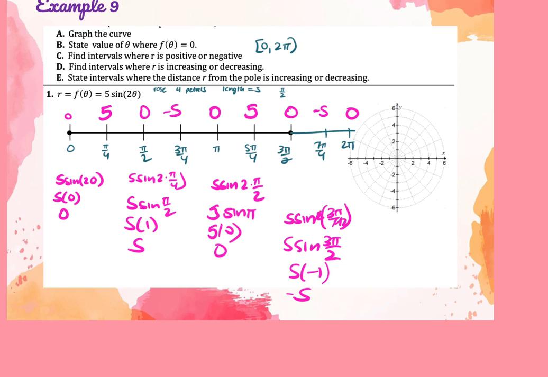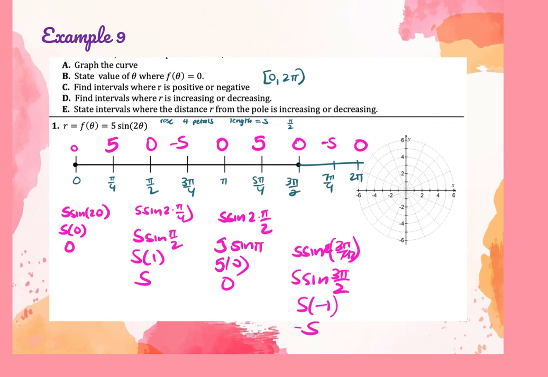Now think about what's happening for B. It says state the value of theta where f of theta equals 0. So this is happening everywhere it's 0: 0, pi over 2, pi, 3 pi over 2, and 2 pi.